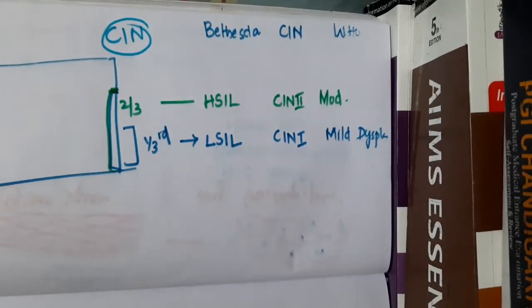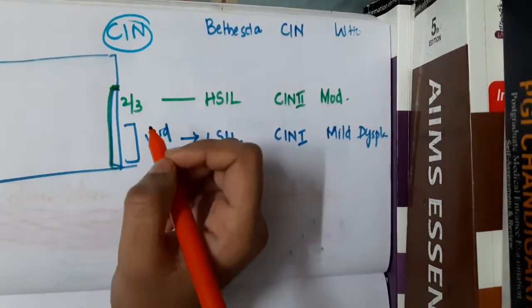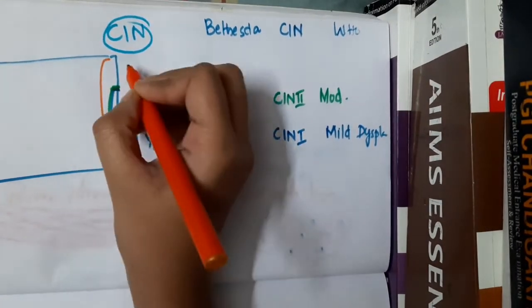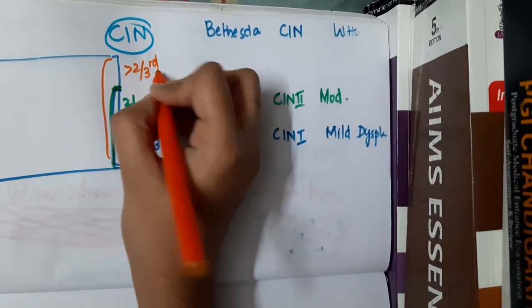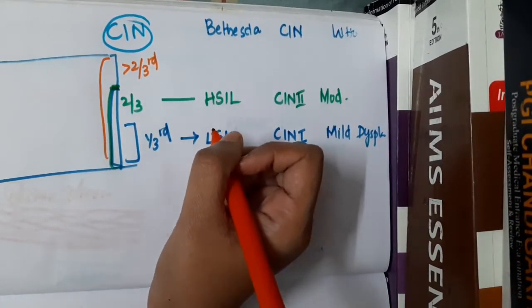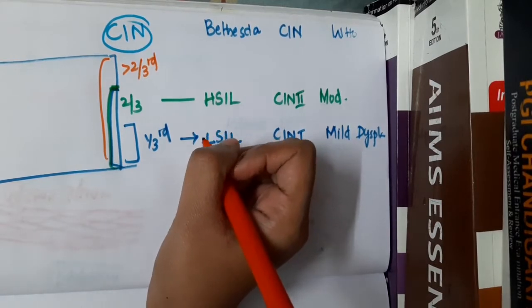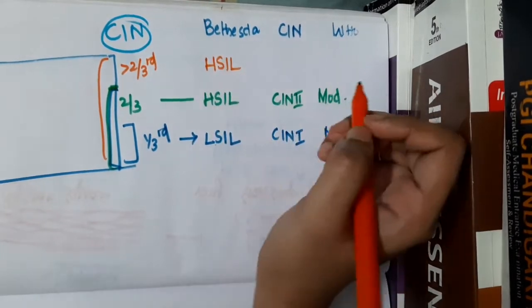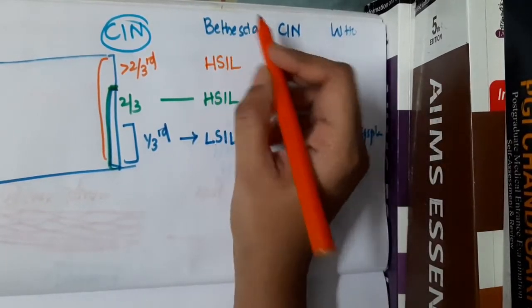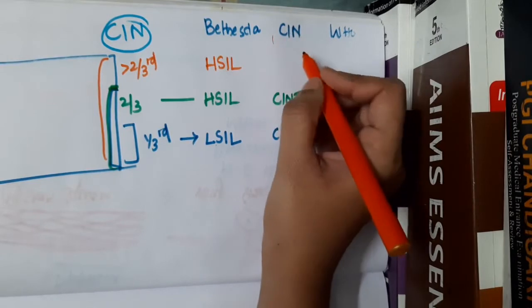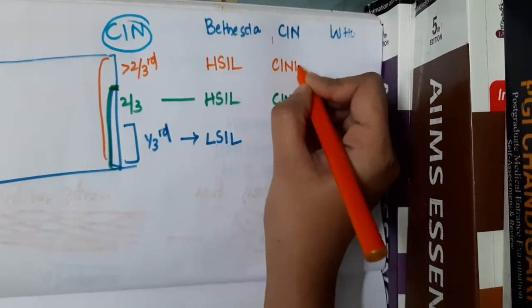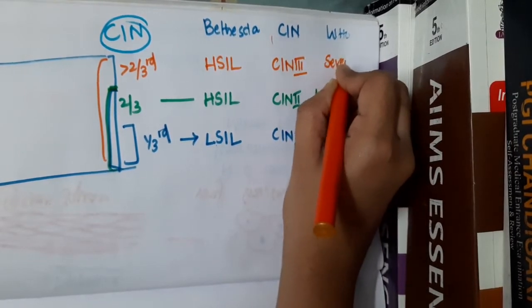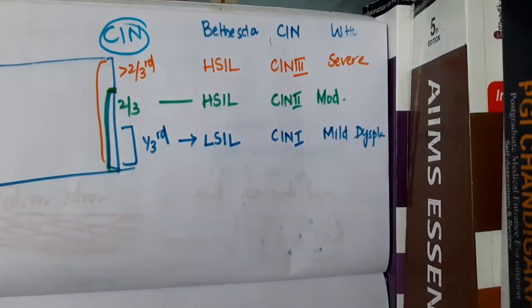Then if dysplastic cells are seen in more than two thirds of the epithelial lining of the cervix, then you call it high grade squamous intraepithelial lesion according to Bethesda, and cervical intraepithelial neoplasia type 3 according to CIN, and severe dysplasia according to WHO.